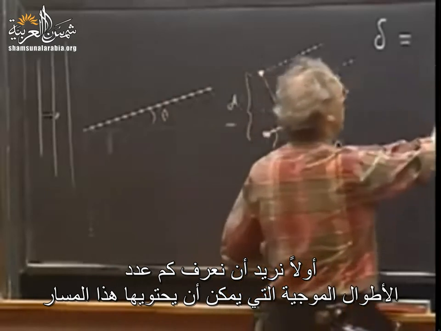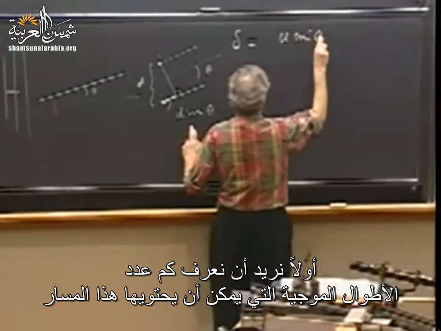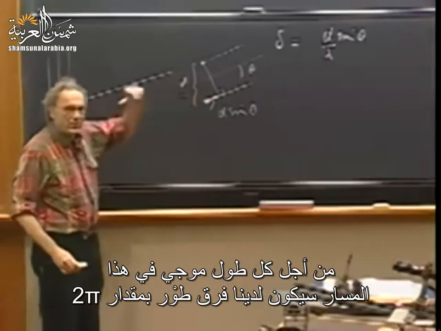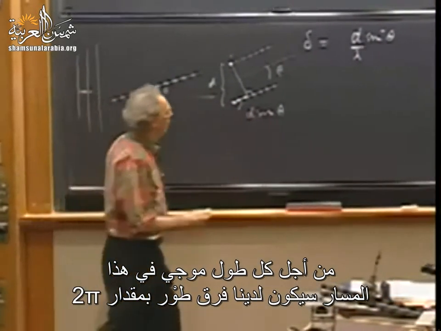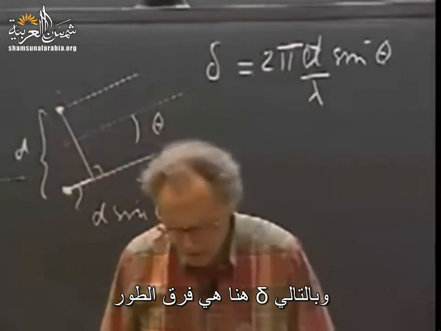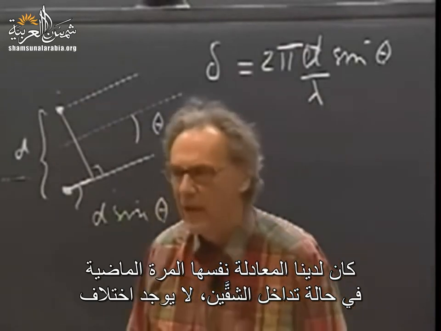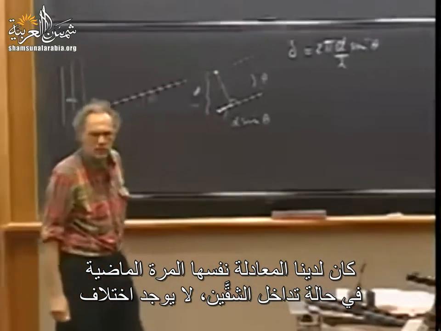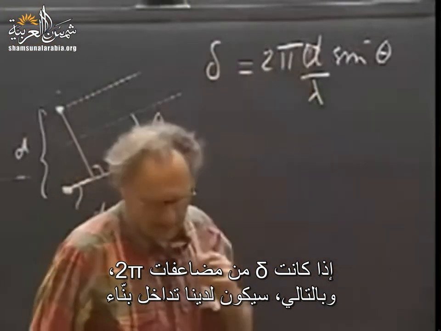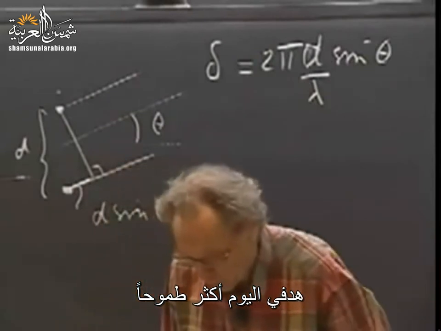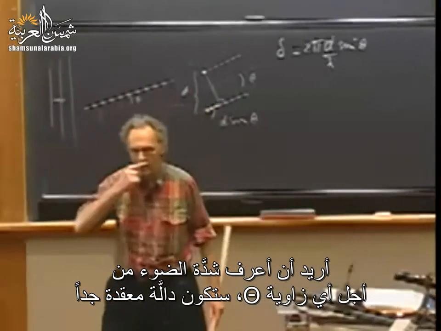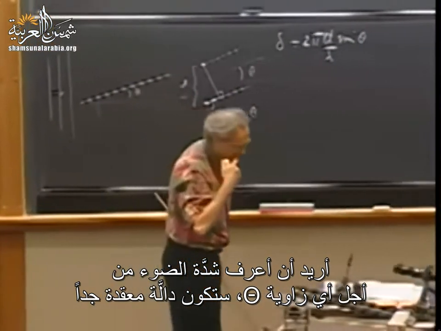And so first we want to know how many times can we fit a wavelength on this path. And for each time that we can fit a wavelength on there, we have a phase difference of 2 pi. So this delta is the phase difference. And we had the same equation last time for double slit interference. There's no difference. And if this delta is a multiple times 2 pi, then you will have constructive interference. My goal today is way more ambitious. I want to know what the light intensity is for any angle theta. It's going to be an extremely complicated function.